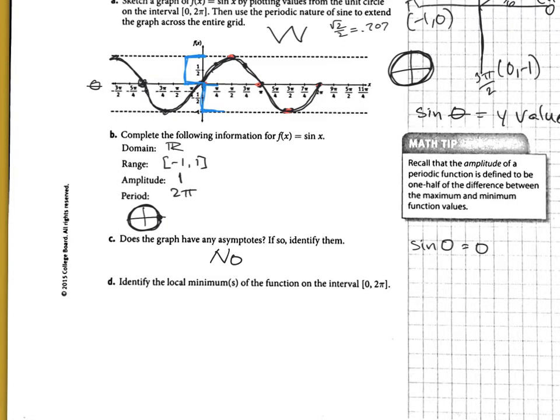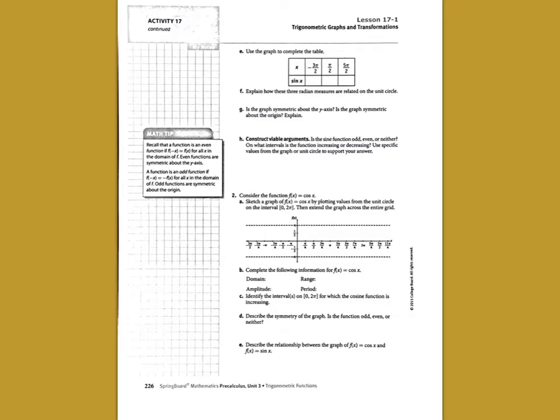Does it have any local minimums? So it has a minimum, and again, pay attention to where they ask the question. They don't ask the question from the negative side, just from 0 to 2 pi. So we only have one minimum, and that's located at the point 3 pi over 2, negative 1. So that's our local minimum. That's the location of it.